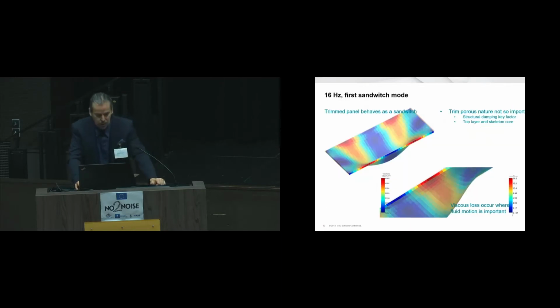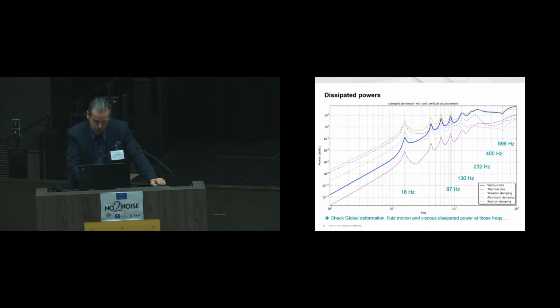So the first sandwich mode, well, basically the porous material does not really behave like a porous material. It acts like a sandwich core, a structural sandwich core. The presence of fluid has no impact, and most of the damping, as you've seen here, comes from the internal damping within the skeleton, structural damping. So basically, you could do that in vacuum, and you would end up with something very similar.